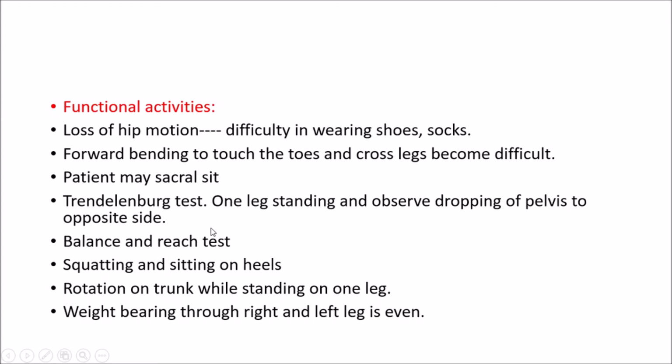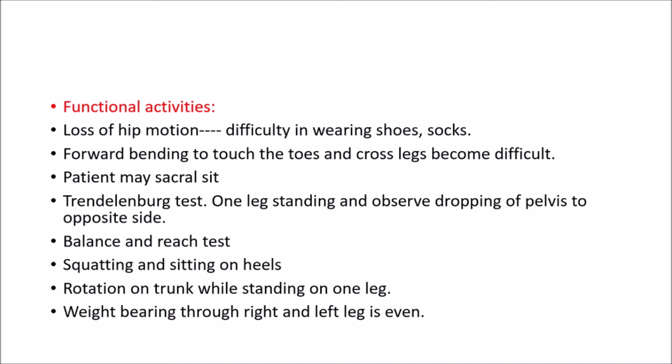In the Trendelenburg sign, for example, if there is a right side weakness, on that side there will be a hip hike. On that side there will be abductor weakness. The gluteus medius and gluteus minimus on that side will be weak. Next is to check the balance and the reach test.